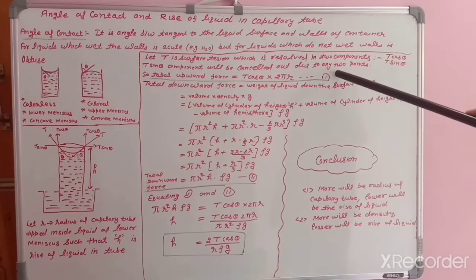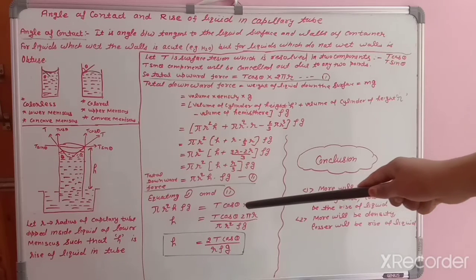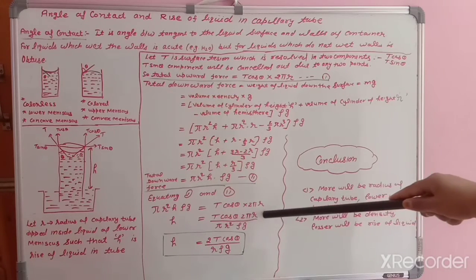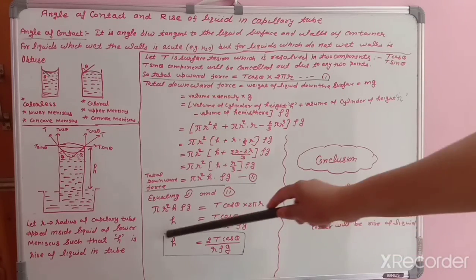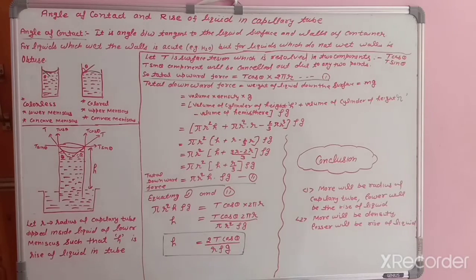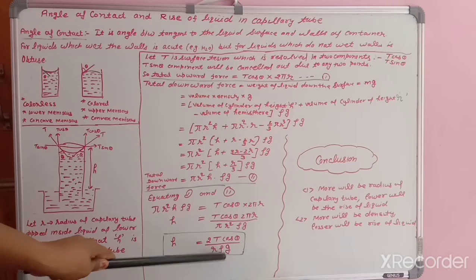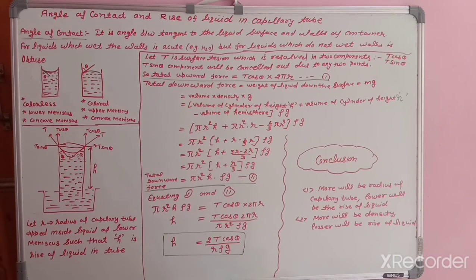Now equating equation number 1 and 2, because total downward force is equal to total upward force. Okay, so pi r square h rho g is equal to T cos theta into 2 pi r. Cancel the terms which can be cancelled by dividing. r and r will cancel out, pi and pi will cancel out, and you are getting that h is equal to 2T cos theta upon r rho g. Okay, so you can see, students, from here that the rise of liquid is inversely proportional to r, inversely proportional to rho. Means it is inversely proportional to radius.